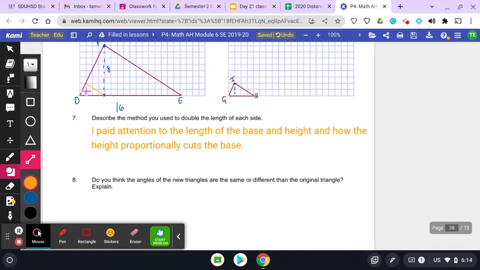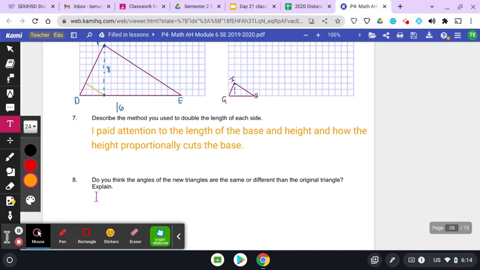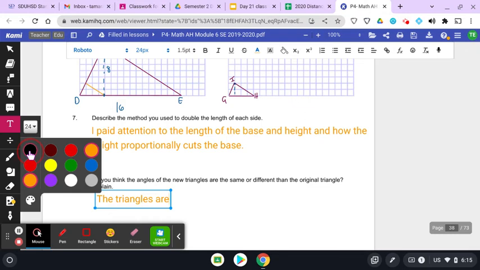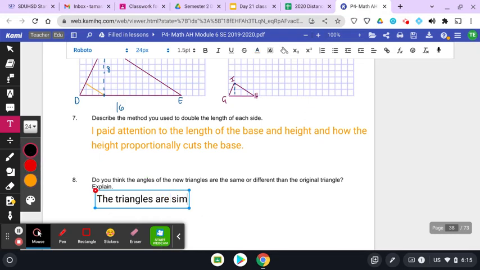So this angle is shared, and these two angles are slanted. This side is slanted in the same manner as this side. So actually the angles are exactly the same. So when we enlarge or reduce a triangular shape, we are not changing the angles. We are only changing the sides. The triangles are similar. So the corresponding angles have the same measure.